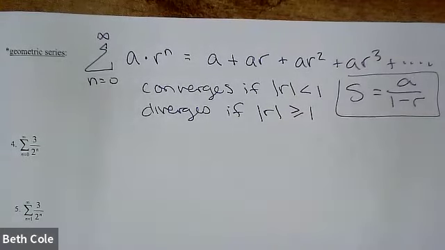Geometric is one of the only ones we're going to actually find a sum for because we have a formula for it. Most of the rest of them, we just say it converges or it diverges. We don't actually find what the answer is. But if these converge, you actually can find it because we have a nice little formula for it. So let's give it a shot.